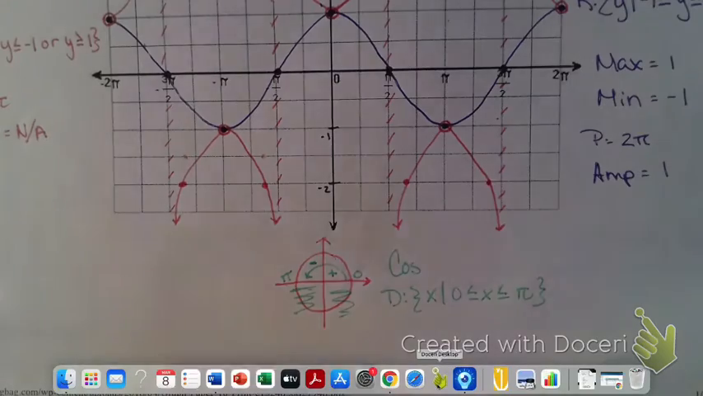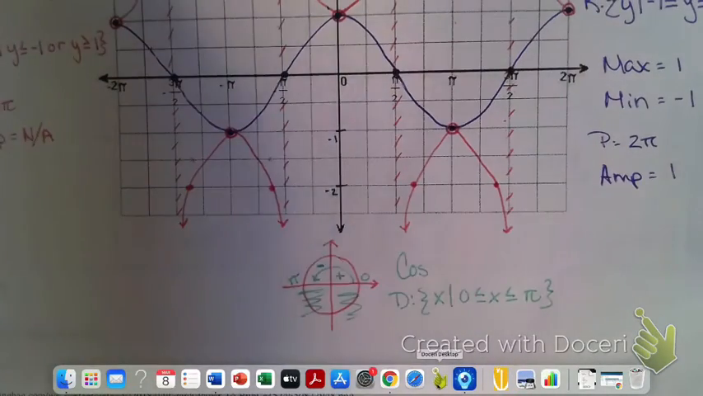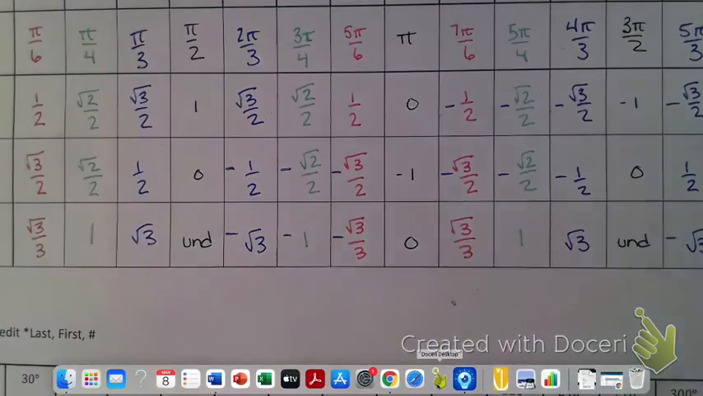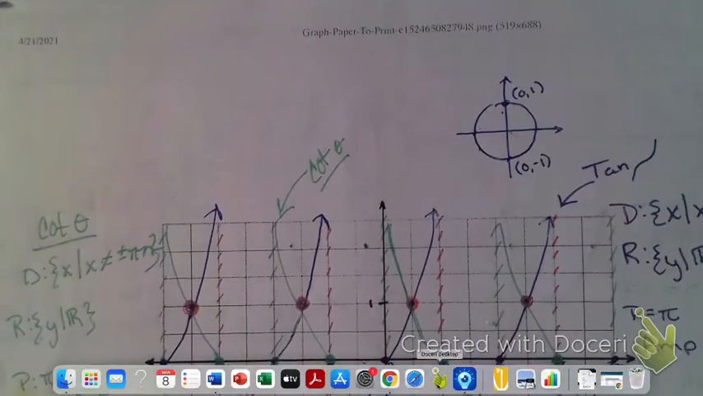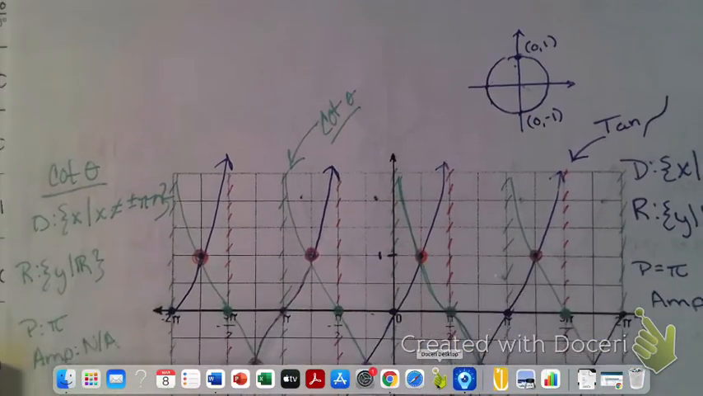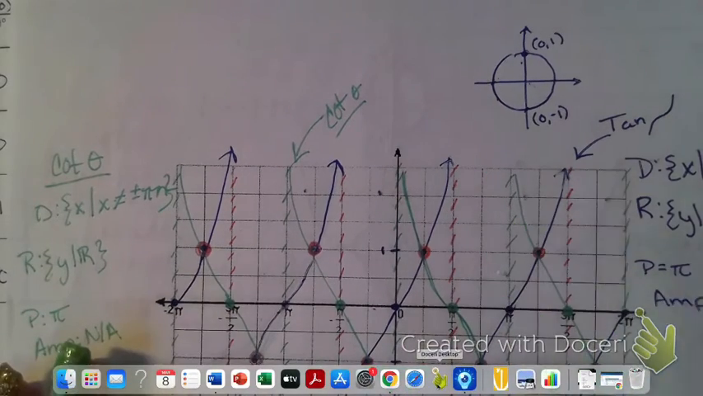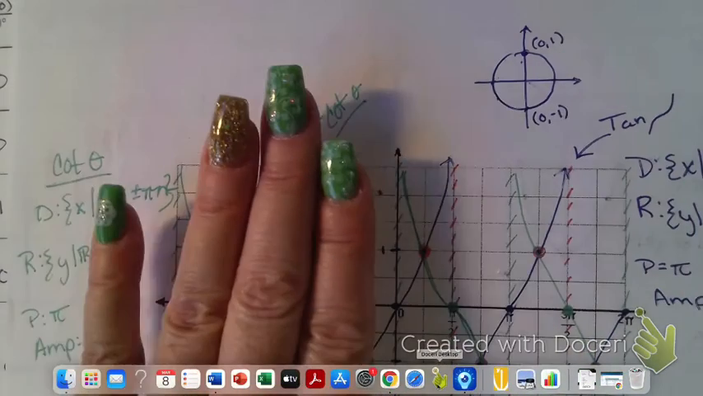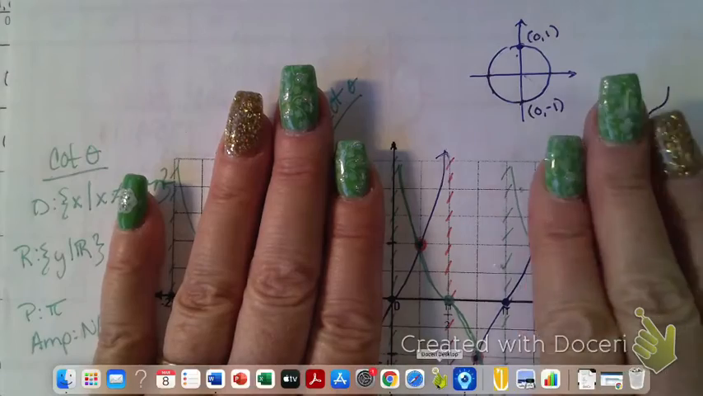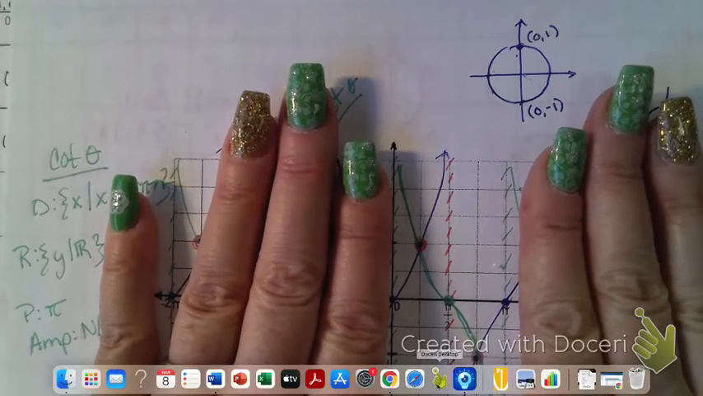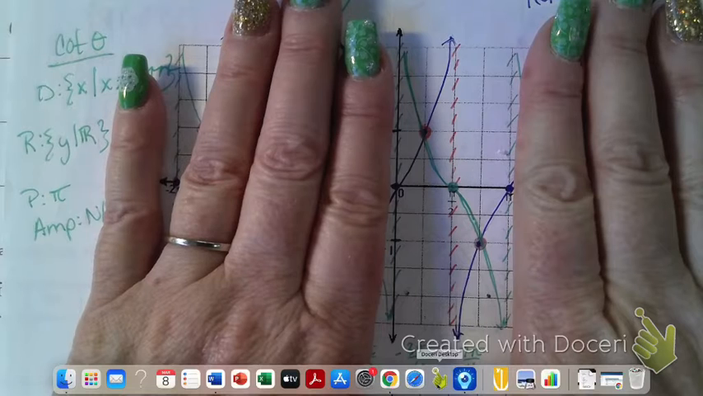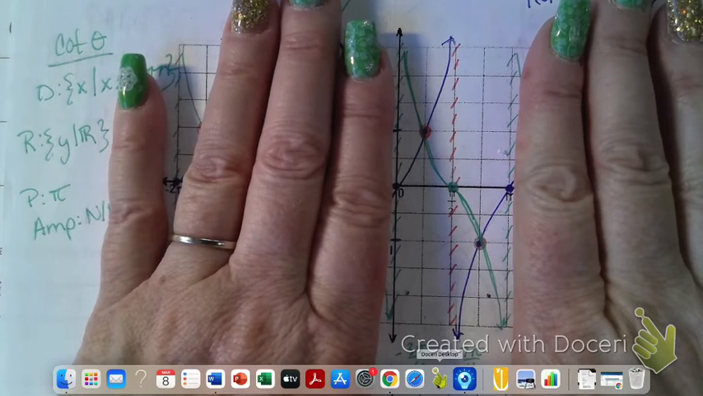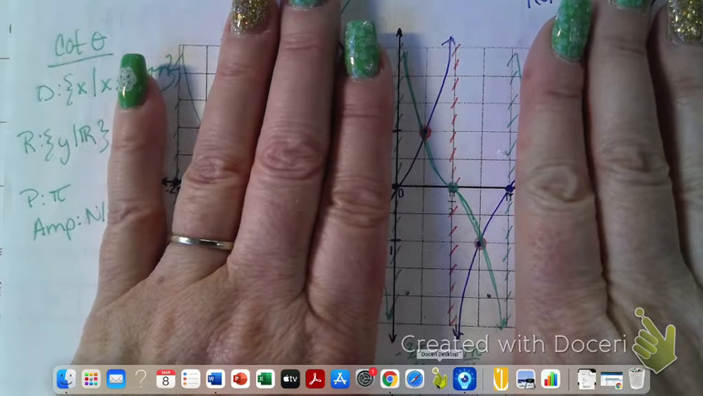So now all we need to look at is what? Tangent? Okay, and I already have a circle drawn. Okay, so tangent is the blue again, right? I will tell you in books, you will see this graph from 0 to pi for tangent. My problem with that is, between 0 and pi, is that a continuous graph? No, it's not. And there's nothing wrong with it.